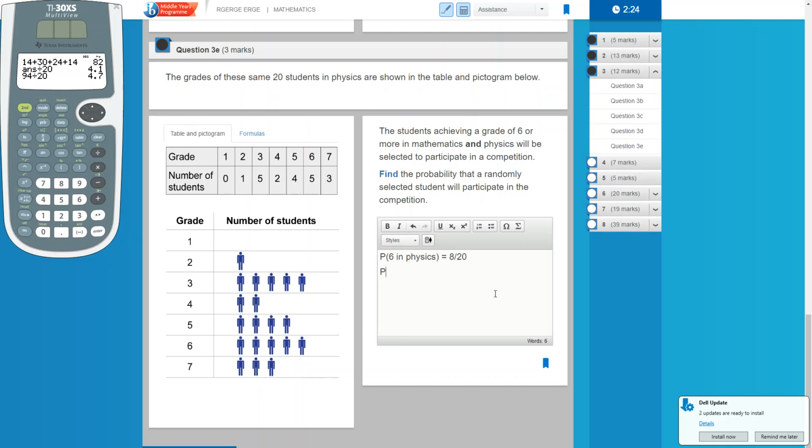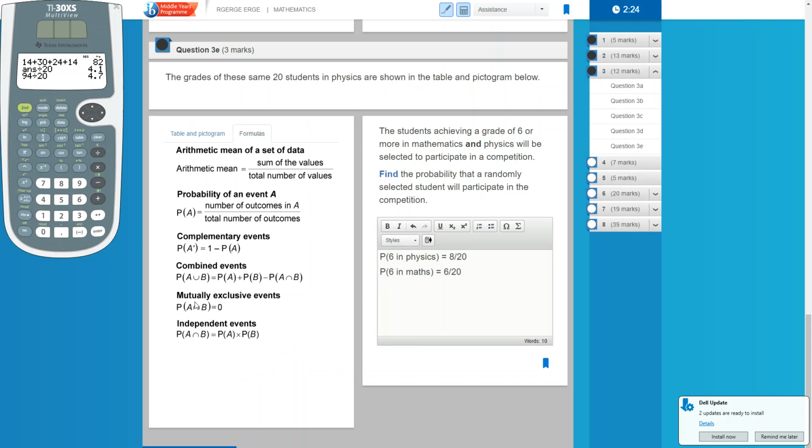The probability of getting a 6 in maths is equal to, we just worked it out, 6 over 20, and it's an "and". Here we go, they're independent events. Whether you get a 6 in maths or a 6 in physics, they're independent, one is not affected by the other. So the probability of getting a 6 in maths and a 6 in physics is equal to, do it properly.